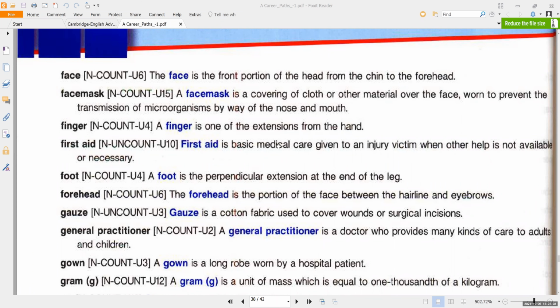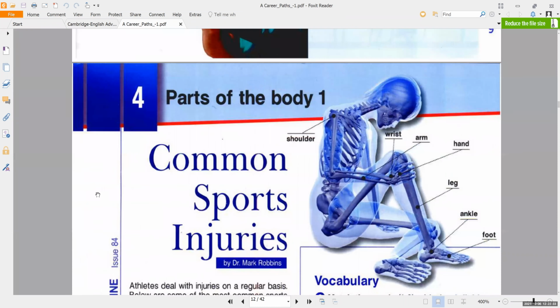Okay, now we go back to page 12. We finished page 12.